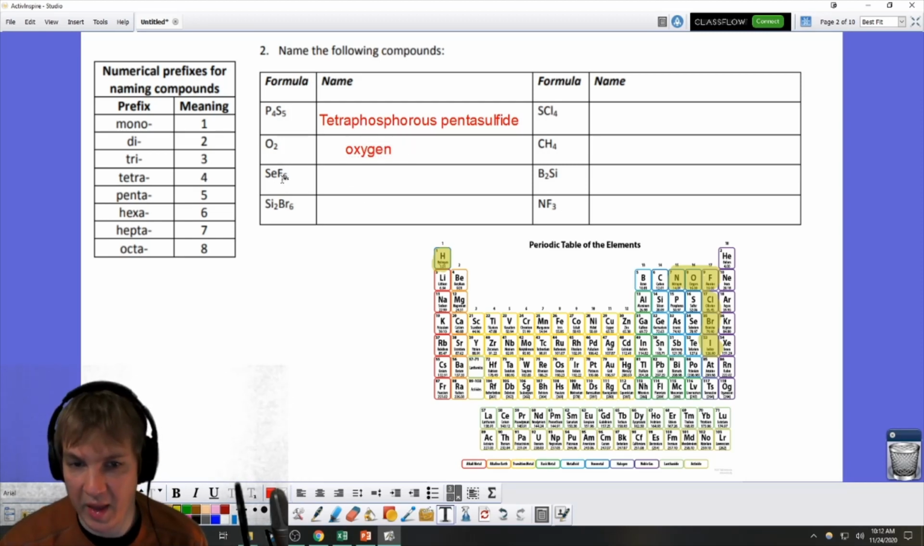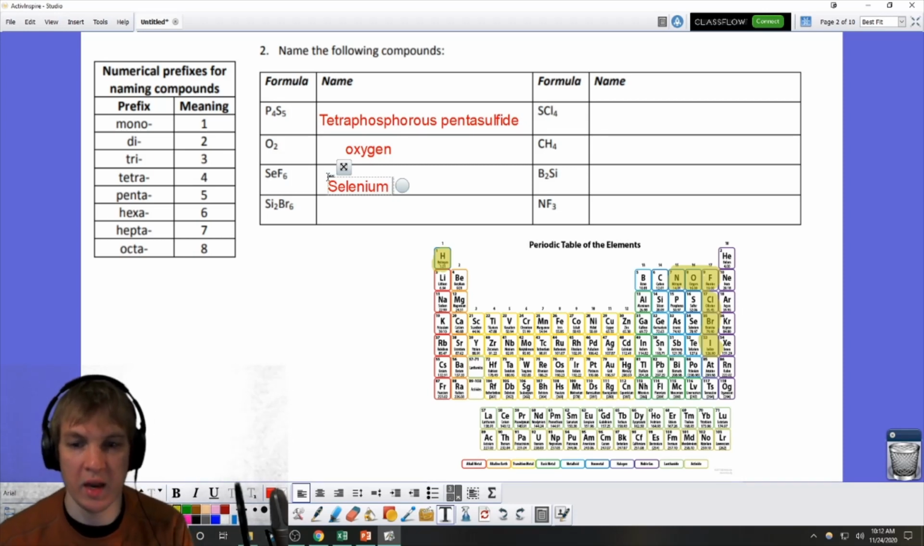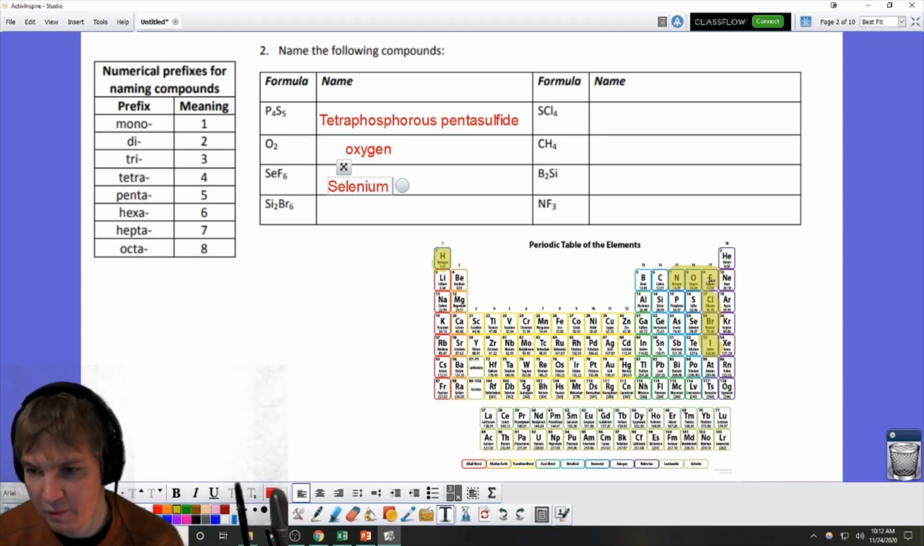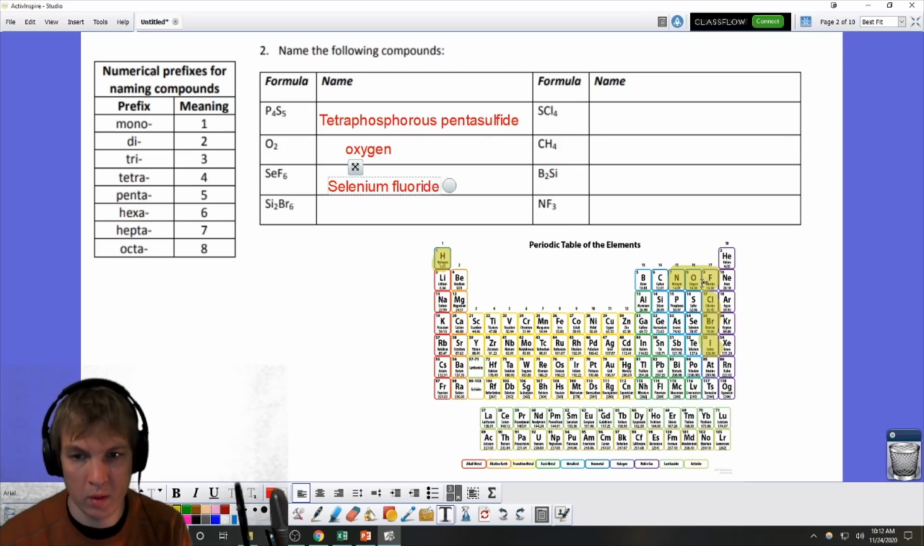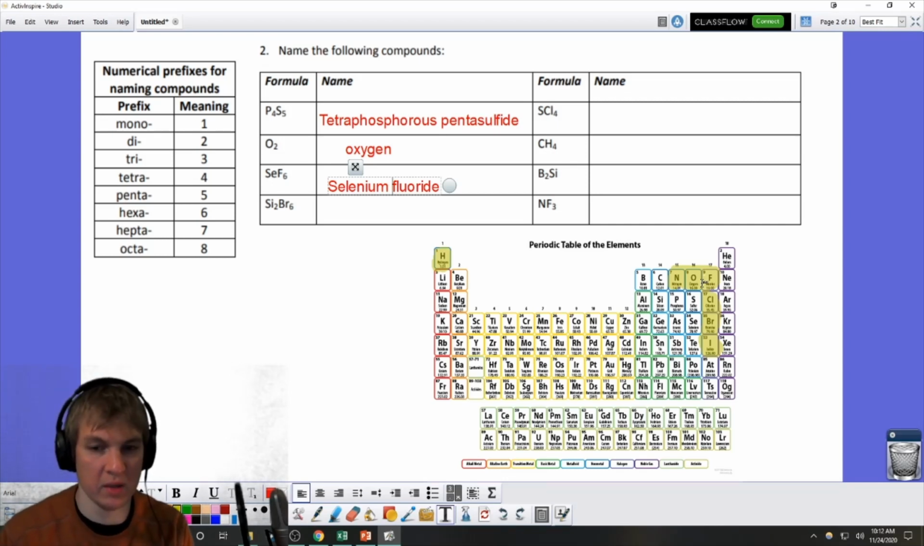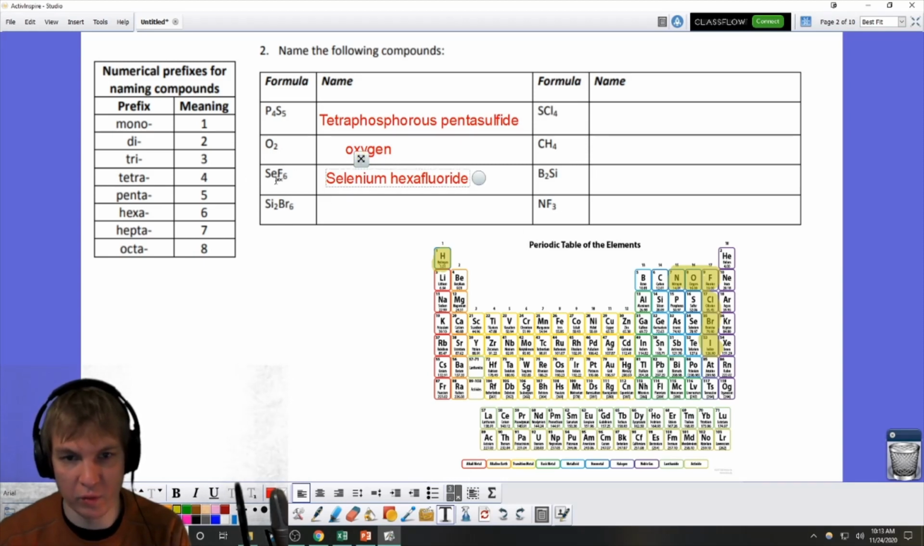All right, the next one, SeF6. So again, the first element we're just going to leave by itself, and Se is found right there on the periodic table, and it's called selenium. And then F6. So F is going to be fluorine, but we're going to change that to fluoride. And then the 6, remember we have the prefix, so we have to add that in the beginning, is going to be called hexafluoride. Selenium hexafluoride is the name for this formula right here.